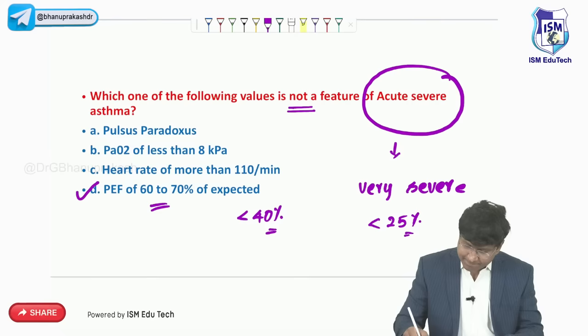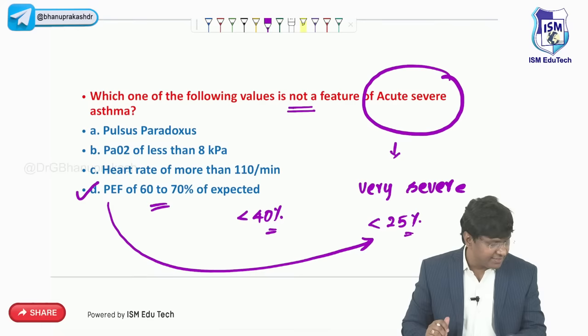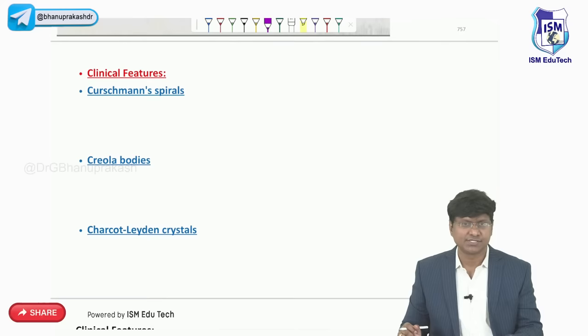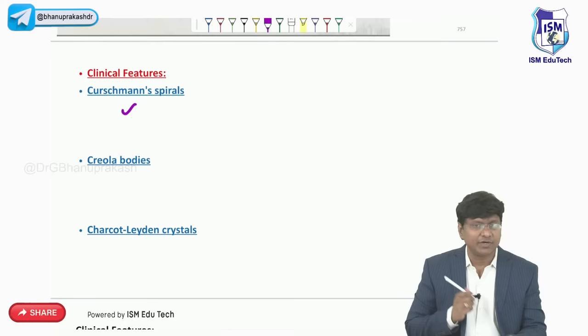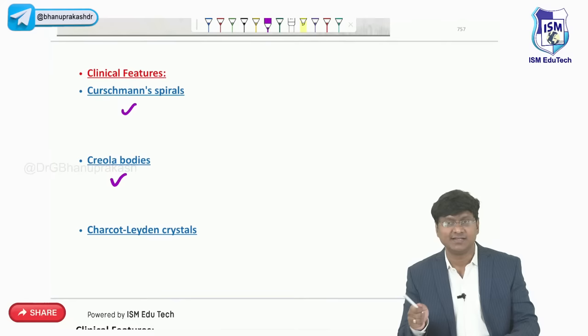Okay, right. And in case of patients with asthma, what will be the clinical presentation? It is mainly wheeze. And apart from wheeze, the individual will also have cough with expectoration. In the sputum of patients with bronchial asthma, you have some important particles. One is Curschmann spirals, which are spiral-shaped mucus plugs. They also have Creola bodies, which are nothing but ciliated columnar cells sloughed from the bronchial mucosa.